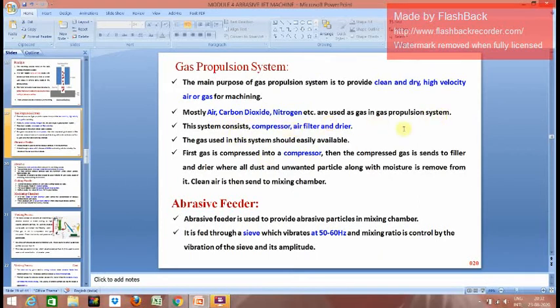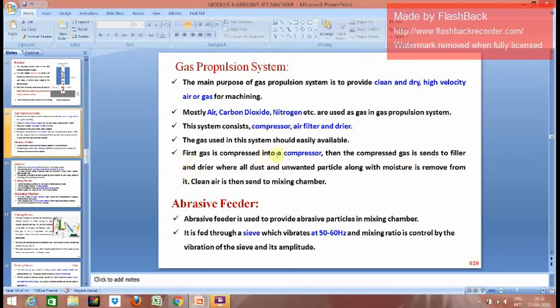The system consists of a compressor, air filter and dryer. The gas which is used in this system should be easily available. That must be kept in mind. The gas being used over here must be readily available. First, the gas is compressed in a compressor. Then the compressed gas is sent to the filter and the dryer, where all dust and unwanted particles along with the moisture are removed from it.